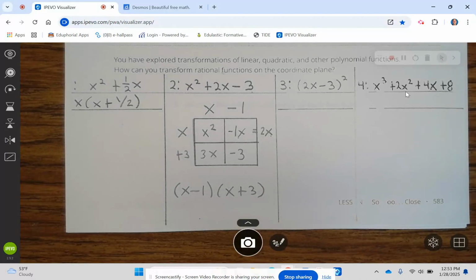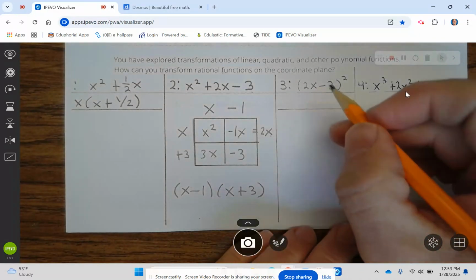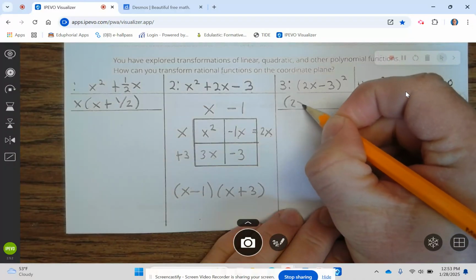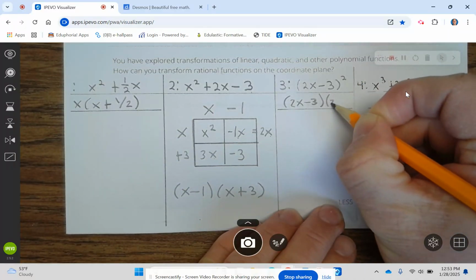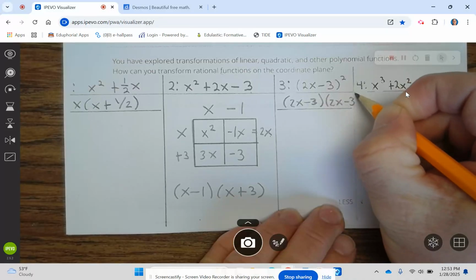Alright, so let's take a look at number 3. 2x minus 3 squared can be rewritten as 2x minus 3 times 2x minus 3.